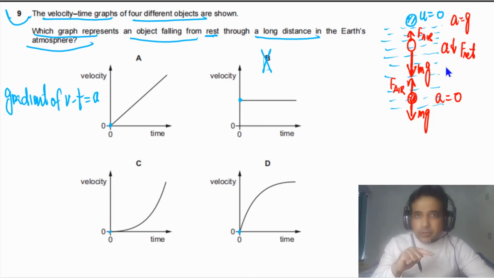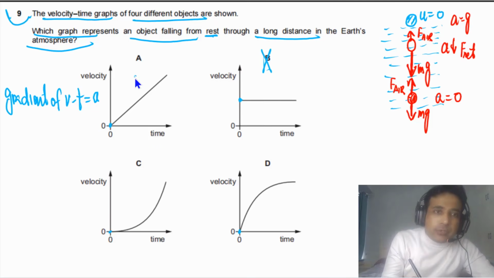It means the gradient of the line has to decrease. So if you look at this, the gradient is constant. So this is telling us that there is no air resistance, because a is constant in this case. So this is not a possible answer.